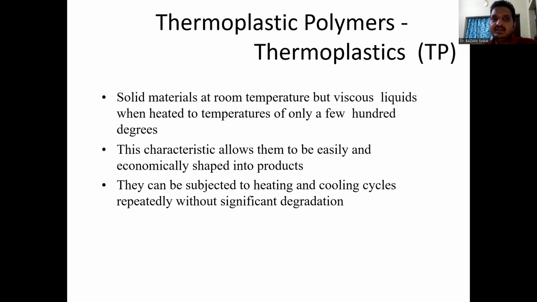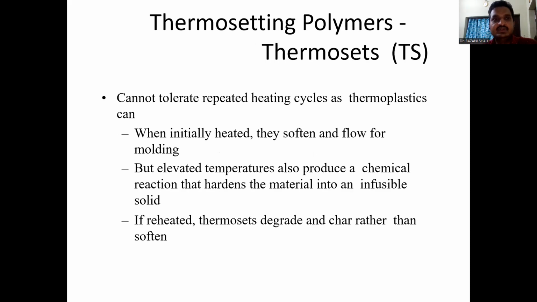Their main feature is that they are solid materials at room temperature, but viscous liquids when heated to temperatures of only a few hundred degrees. This characteristic allows them to be easily and economically shaped into products. Thermoplastics can be subjected to heating and cooling cycles repeatedly without significant degradation. Thermosets, however, cannot tolerate repeated heating cycles like thermoplastics can.